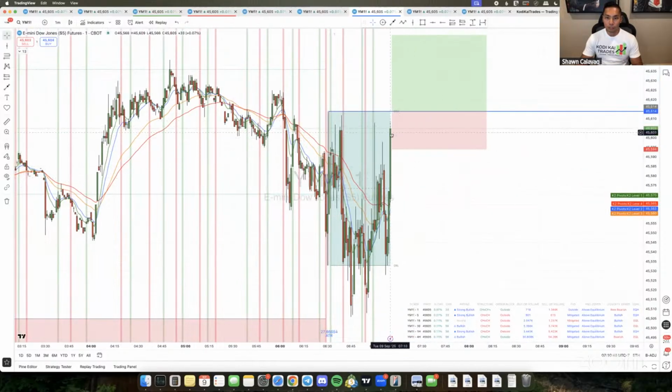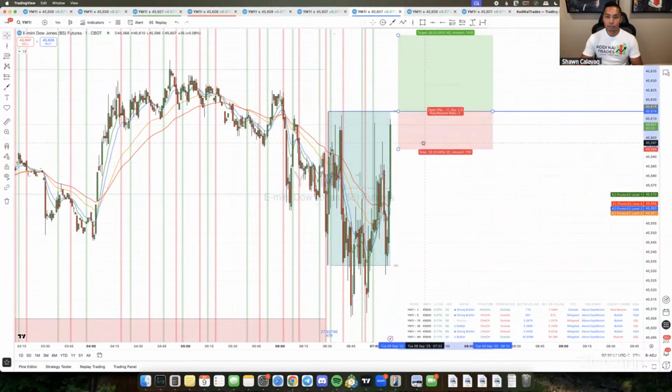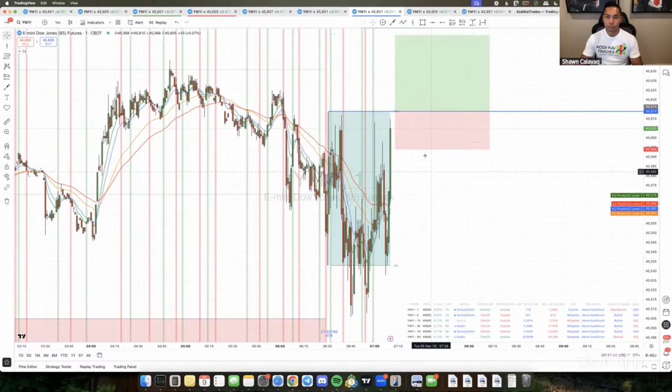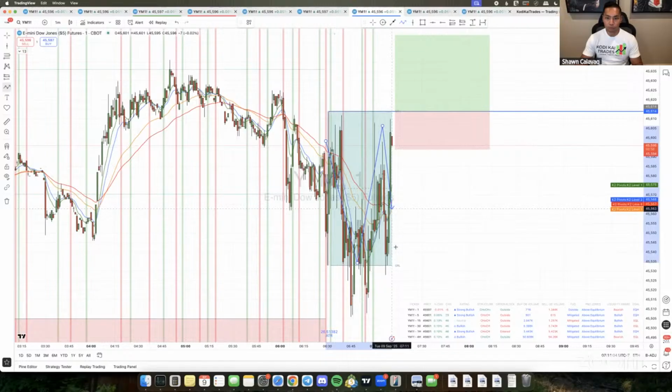I don't want it to break on this candle though. See, this candle is way too big. Maybe on the next one, but not on this one. This is a 40-point candle. All right, so we got this huge range right here. Huge, huge range back and forth, back and forth.